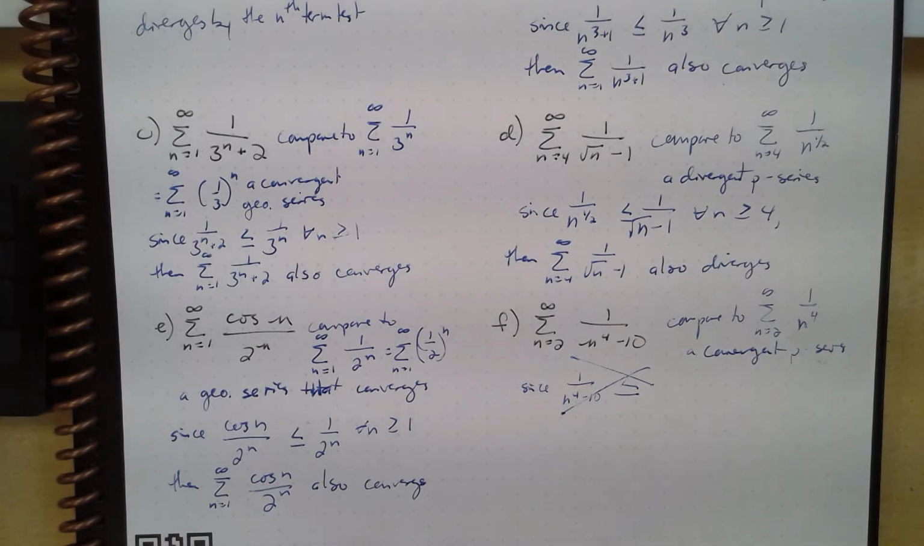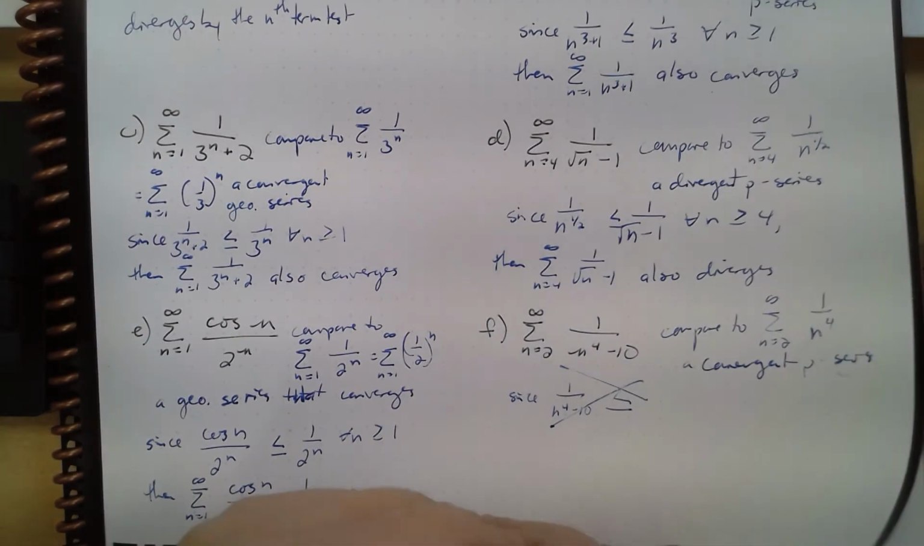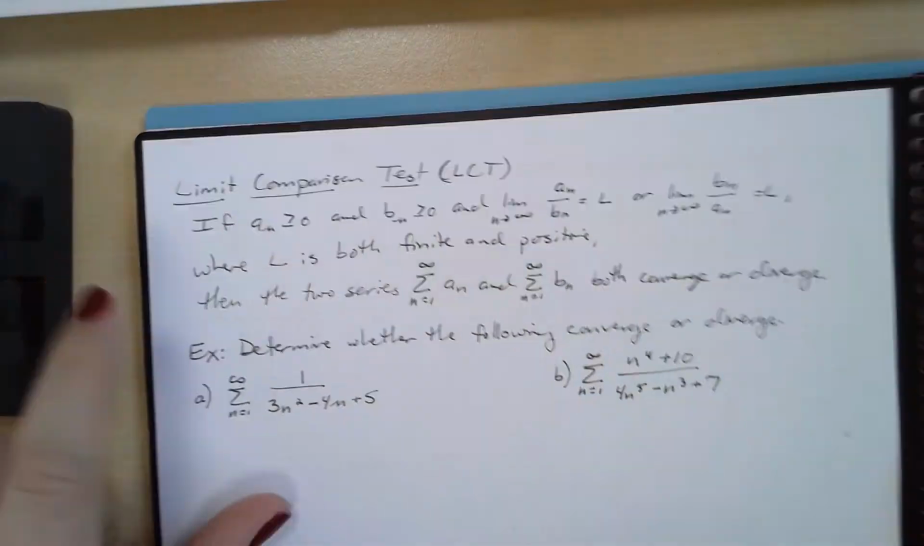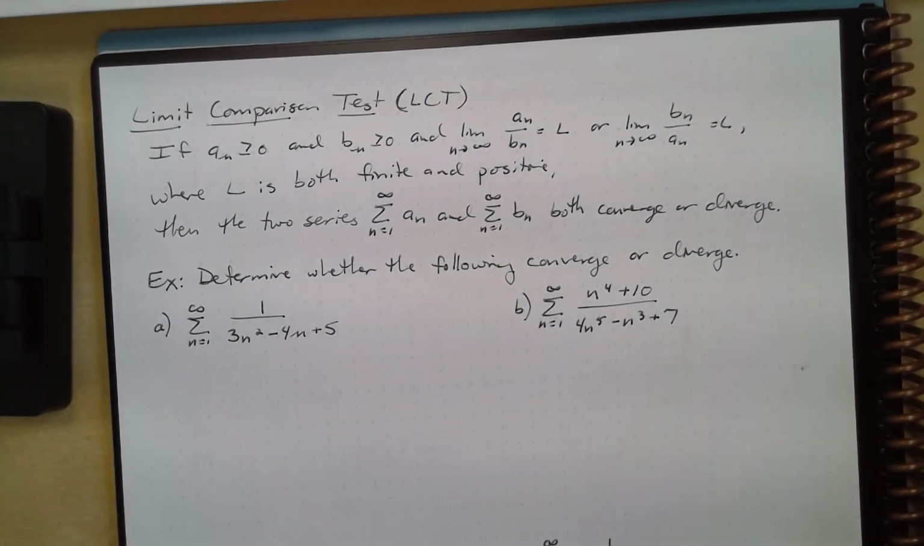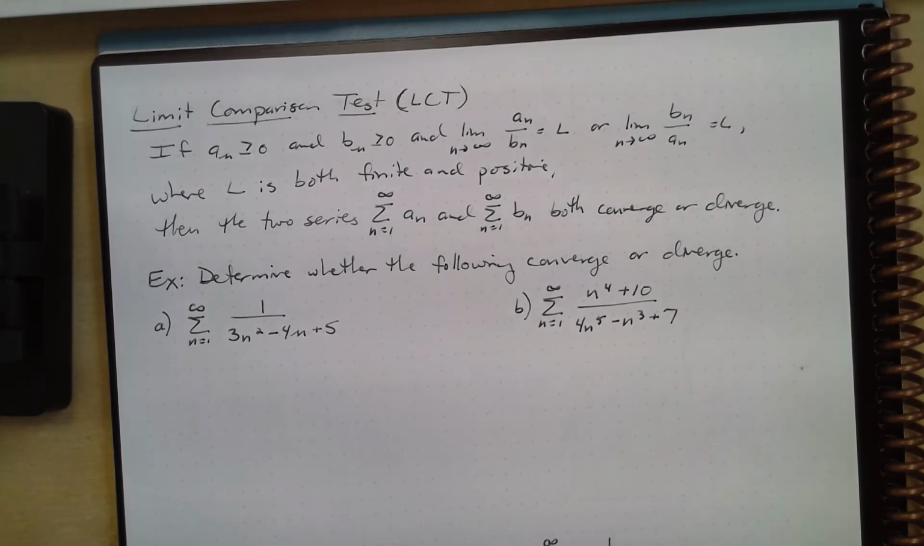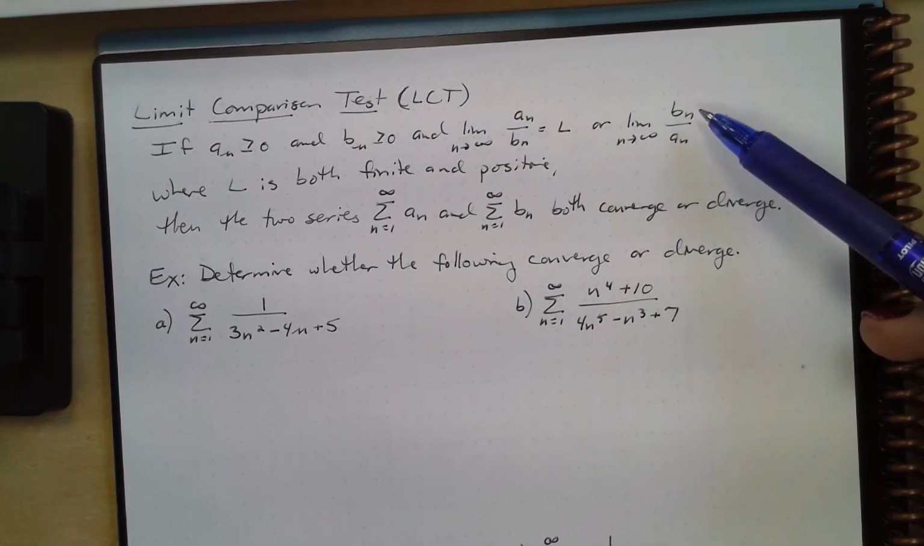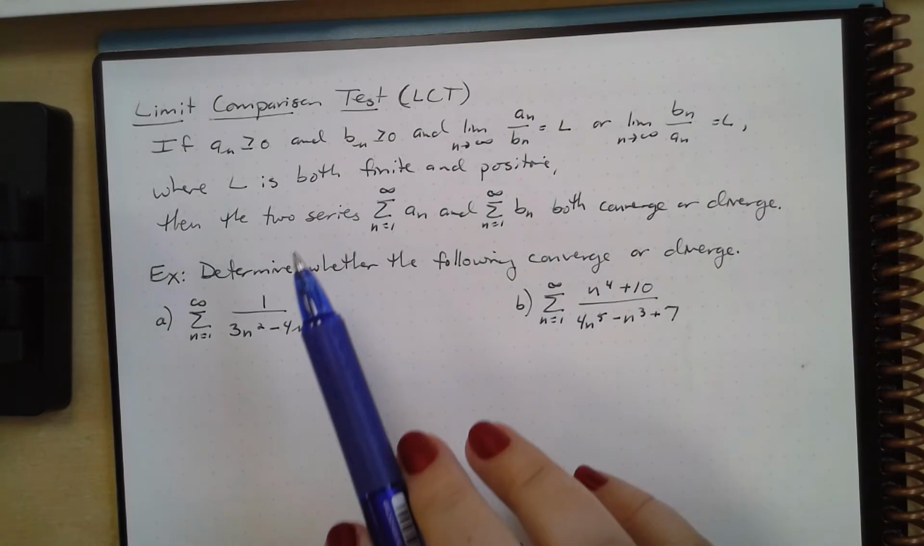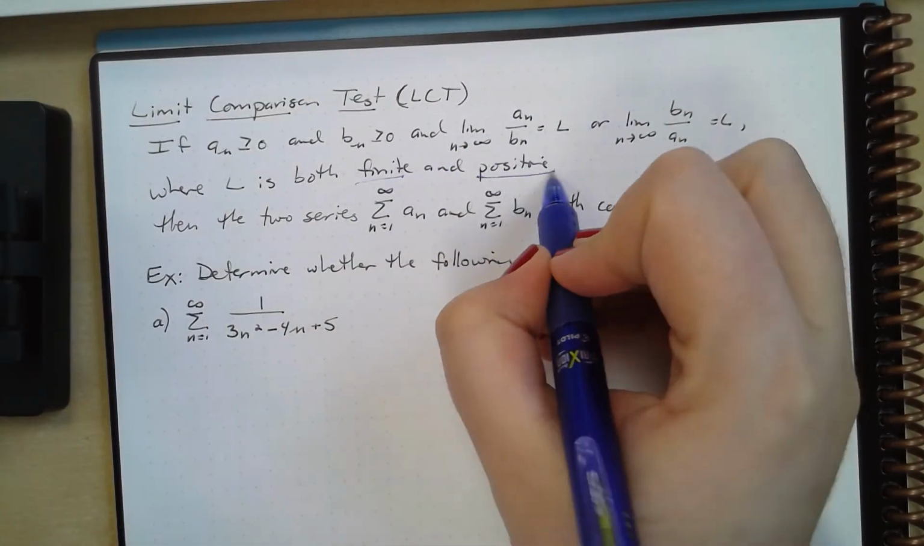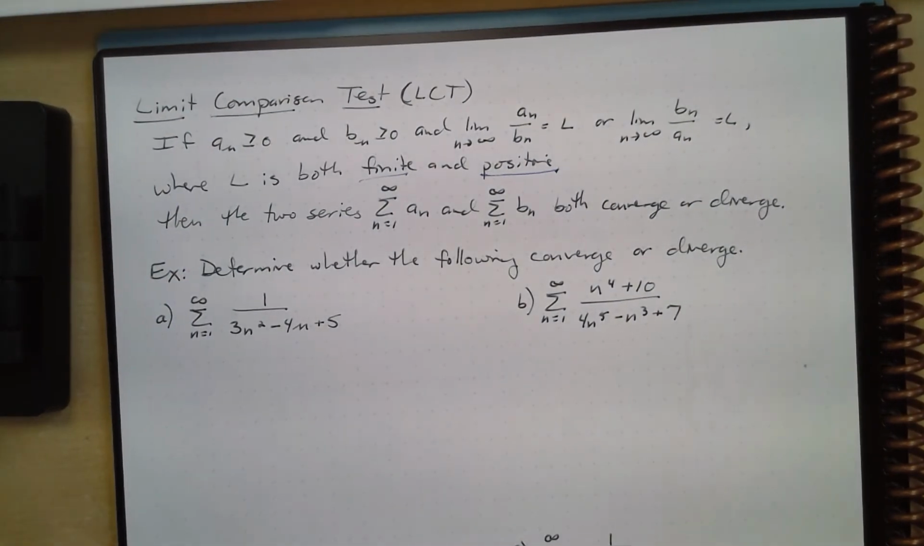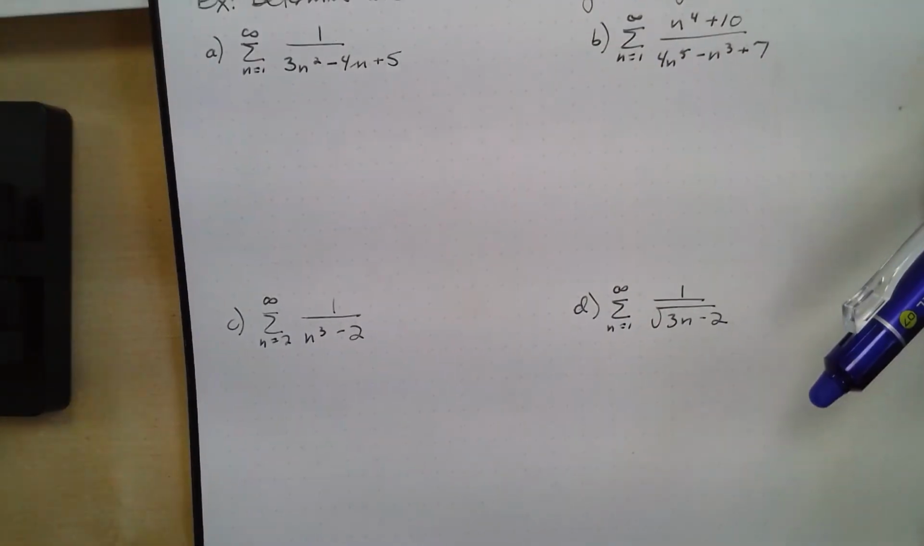We're going to use a limit comparison test, and that's what I'm going to talk about now. So the limit comparison test says that if a sub n is greater than or equal to 0 and b sub n is greater than or equal to 0, and the limit as n approaches infinity of a sub n over b sub n is equal to L, or b sub n over a sub n is equal to L, where L is both finite and positive, then the two series either both converge or both diverge. So they're both going to do the same thing. So let's do some examples here.